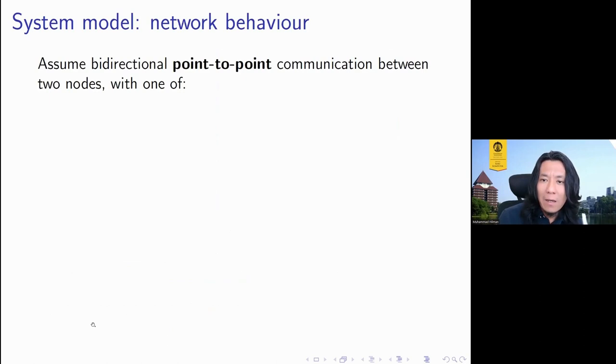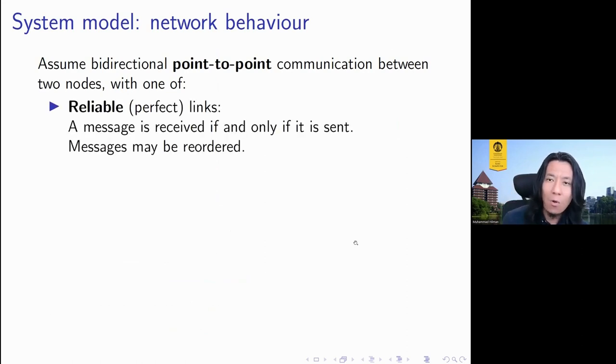Okay, how can we model network behavior? We can assume that the network works point to point between two nodes. So we have at least three different network behavior models. The first one is the perfect communication network, a perfect link, or reliable link. A message is received only if it is sent, and if someone sends a message, it will be received. Well, this is the perfect scenario.